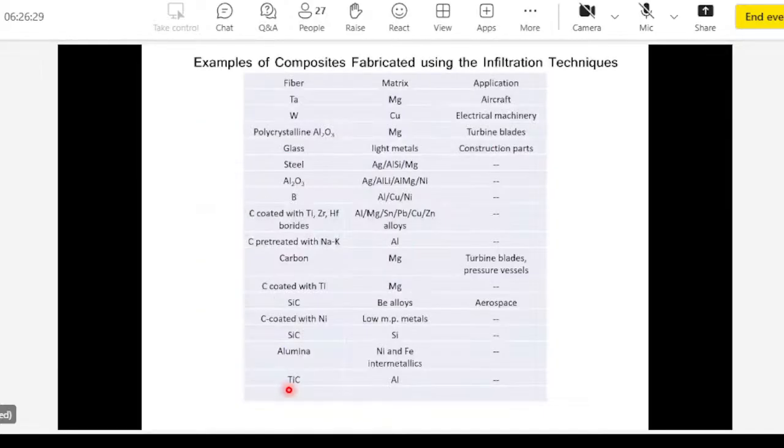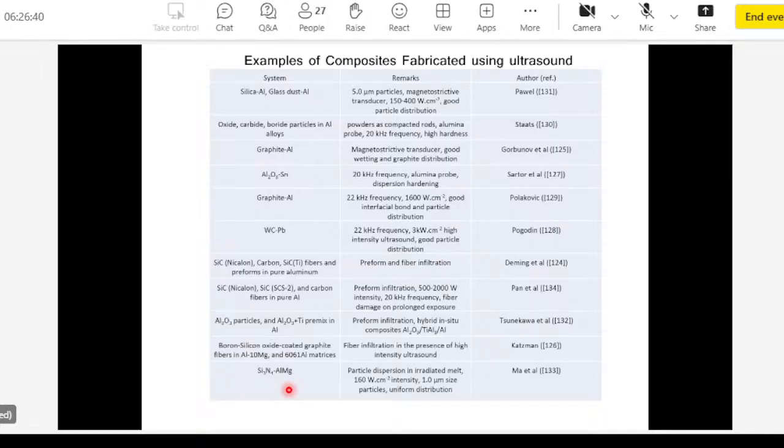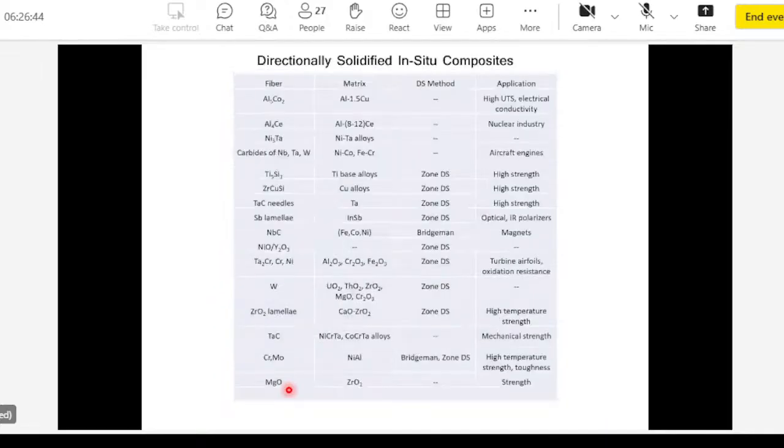Just skip. These are just the type of composites people have made using different fibers and metals. These are examples of composites made using ultrasound. All different kinds of materials were made. These are examples of infiltration. I'm sorry, in situ composites for different industries.